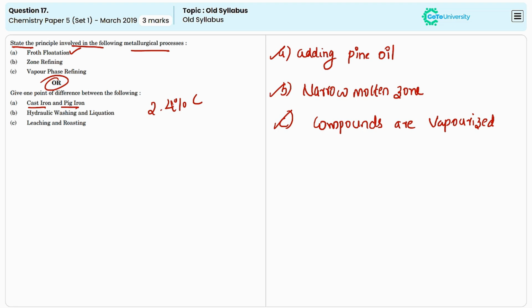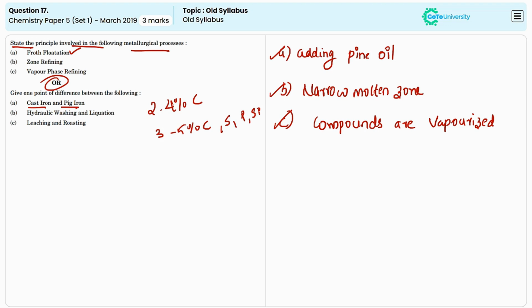While pig iron contains 3 to 5% of carbon and impurities like sulfur, phosphorus and silicon. And this is an intermediate product obtained from smelting iron ore in a blast furnace. This is brittle and non-malleable and is not used directly for commercial products. It is also used as a raw material for producing cast iron and steel.